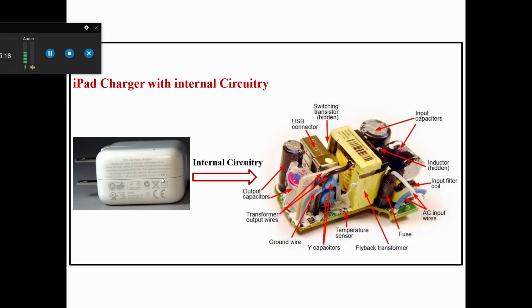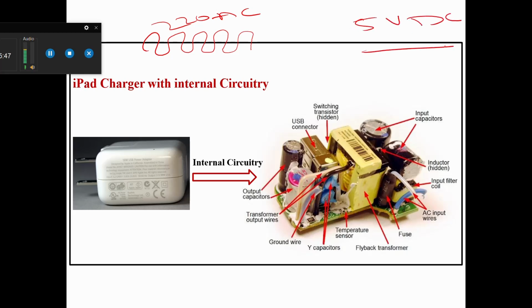The internal circuitry uses different types of capacitors, inductors, and AC-DC bridges. Different components are used to convert the AC, usually the line voltage that comes in Pakistan and different Asian countries, which is 220 volts AC, while the mobile usually uses 5 volts DC, and this DC is a straight line.